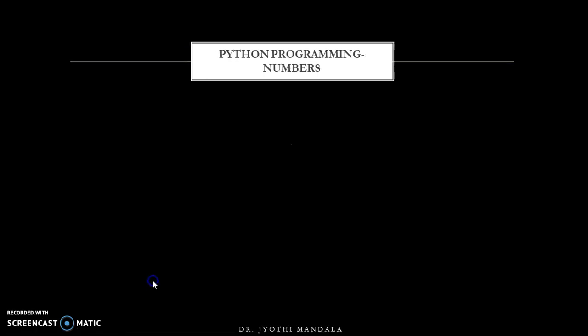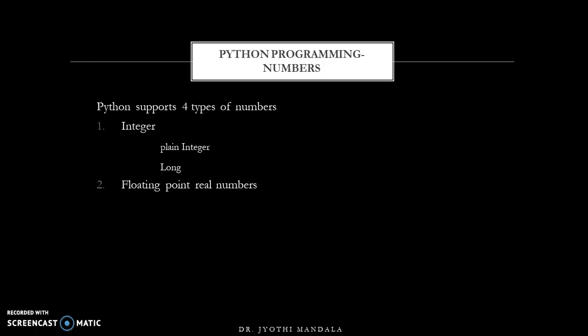Python supports 4 types of numbers. The first category is integers, where integer is again categorized into plain integers and long integers. The third category is floating point real numbers, and the unique feature of Python programming, which is complex numbers. So Python supports storing of complex numbers also. We will have a detailed discussion about all these types.